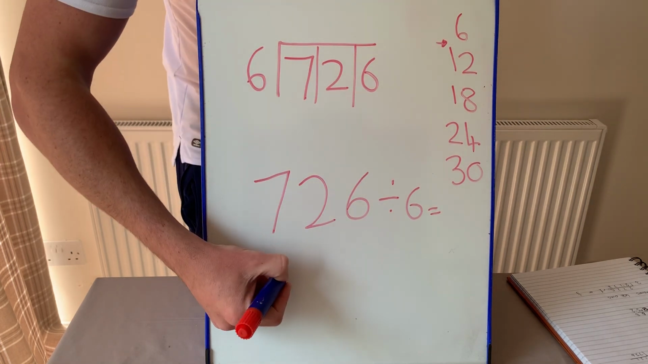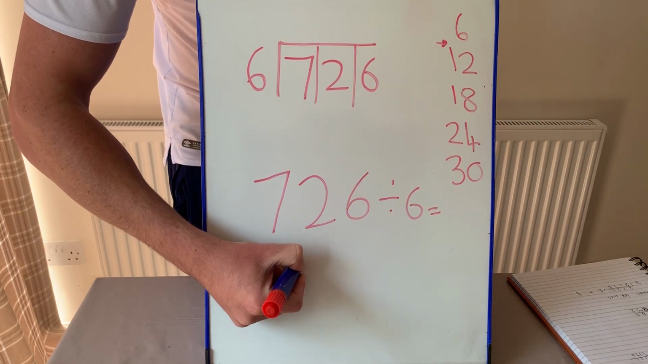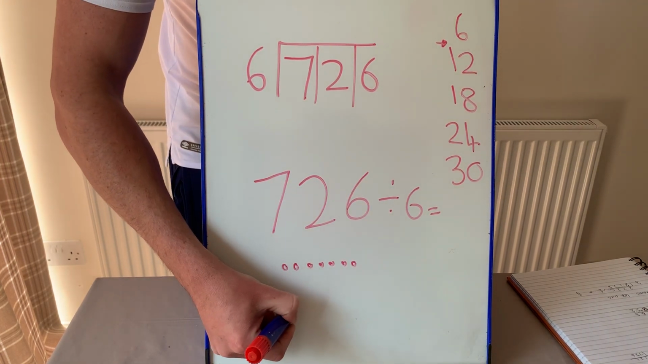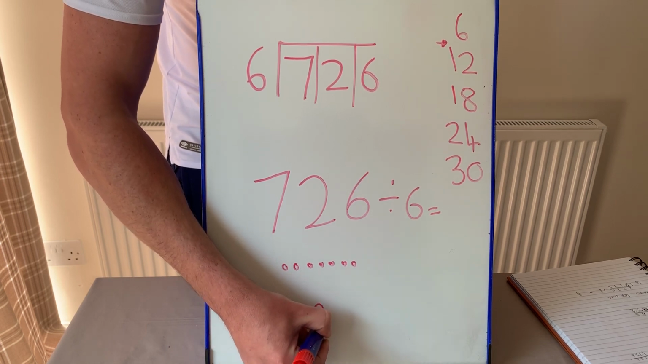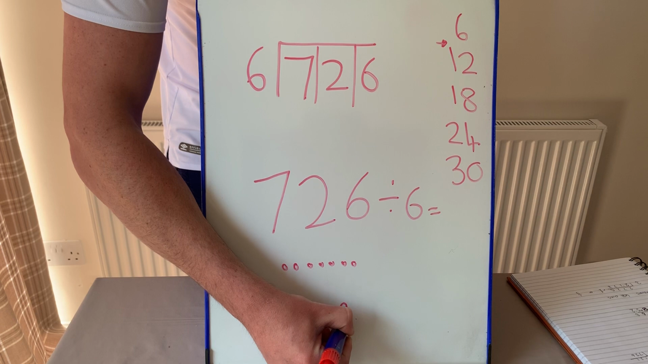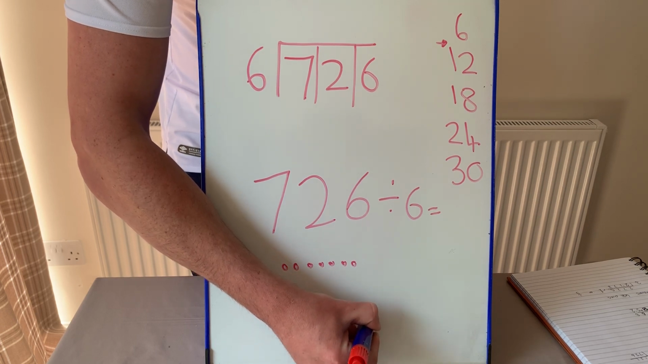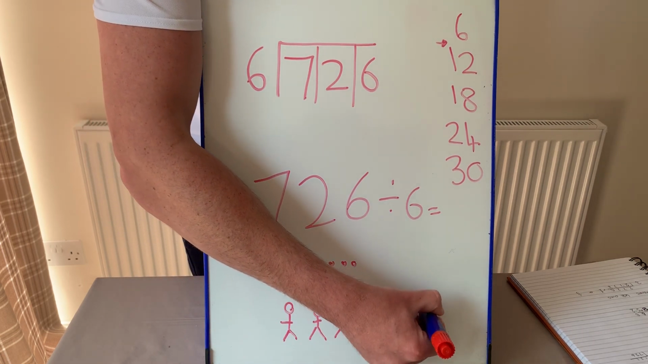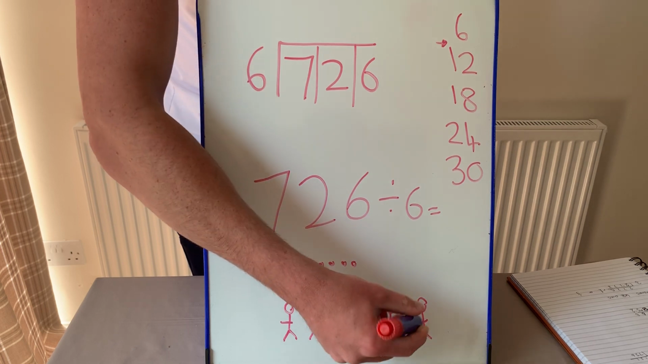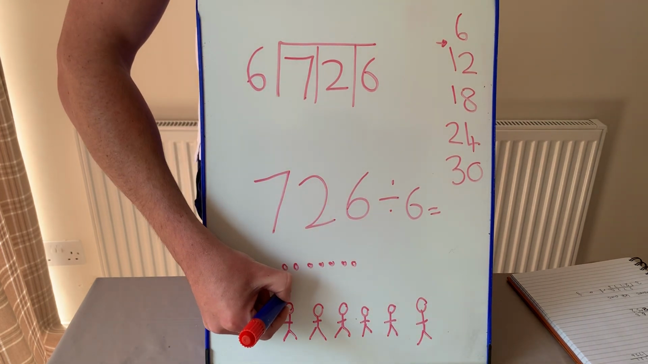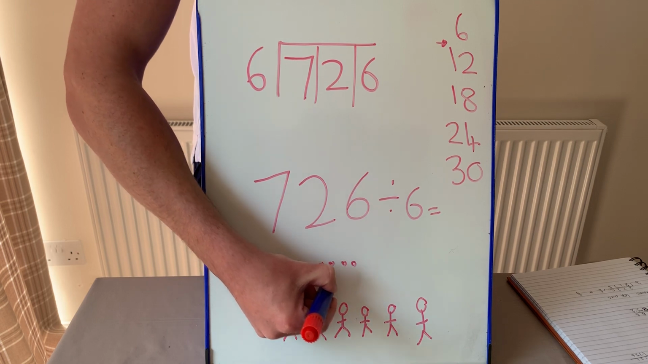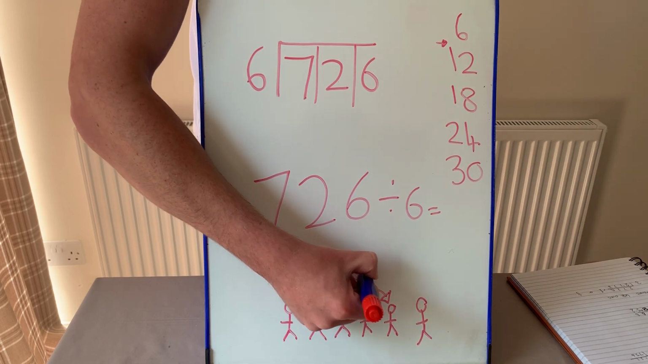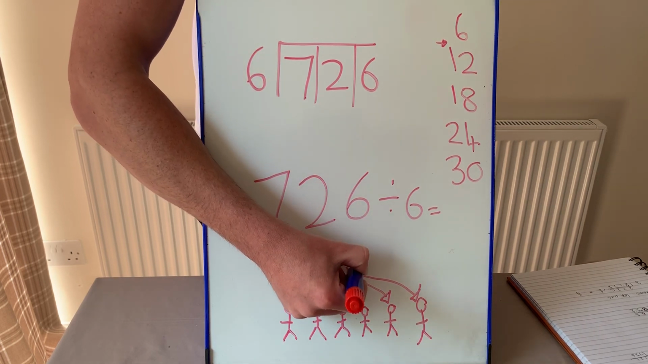So if you imagine that I've got 7 sweets, so 1, 2, 3, 4, 5, 6, 7 sweets, and I want to share them between 6 people. We all know my stick men. They're not very good, are they? But they do the job. So 1, 2, 3, 4, 5, 6. That's a very tall stick man. So they would each get 1. And we've got 1 left over.